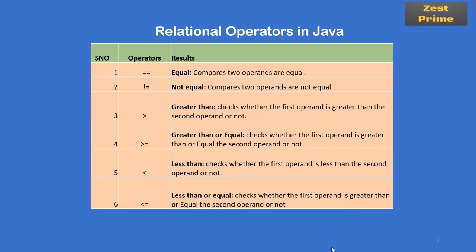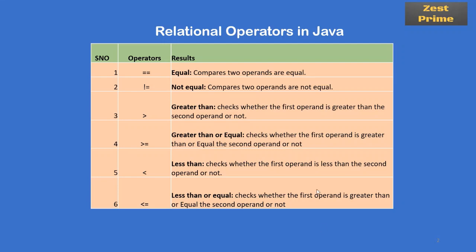The fifth one, less than. Here also we are comparing two operands. If the left operand is less than the right operand, then it will result true, else false. The last one, less than or equal to. Here also we are comparing two operands of the same data type, and if the left operand is less than or equal to the right operand, then it will result true, else false.